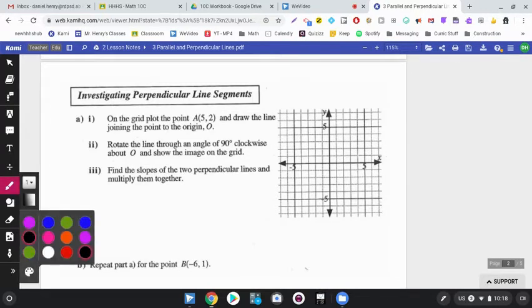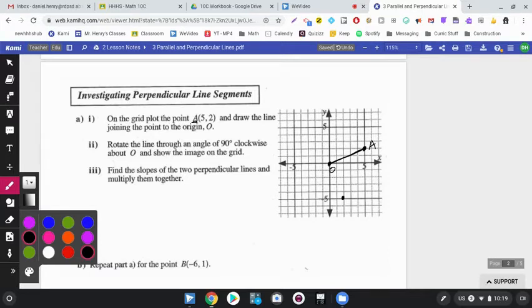So it says on the grid, plot the point 5, 2. Okay, so I go 5, 2. There it is. That's A. And then it says connect it to the origin. So that'd be O. All right, there we go. And then it says rotate the line through an angle of 90 degrees clockwise about O, or around the origin. So this is where we did transformations in grade 9. You maybe got your trace paper out. You maybe did some different things. Whatever. I'm not going to do that.